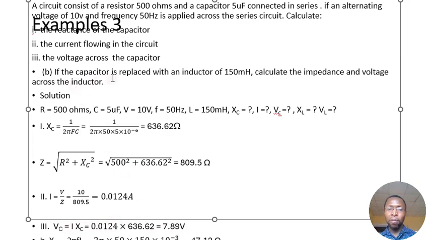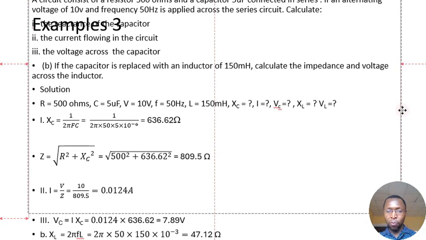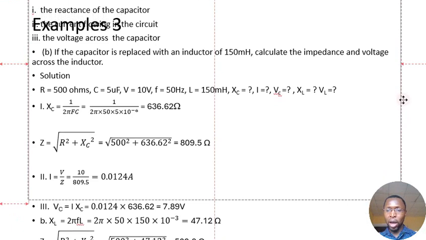Now the B part said if the capacitor is now replaced with an inductor, we should calculate the impedance and voltage across the inductor. Okay, now the same way we solved the first one, very simple. We need to use the formula for inductive reactance, which is XL equals 2 pi FL.